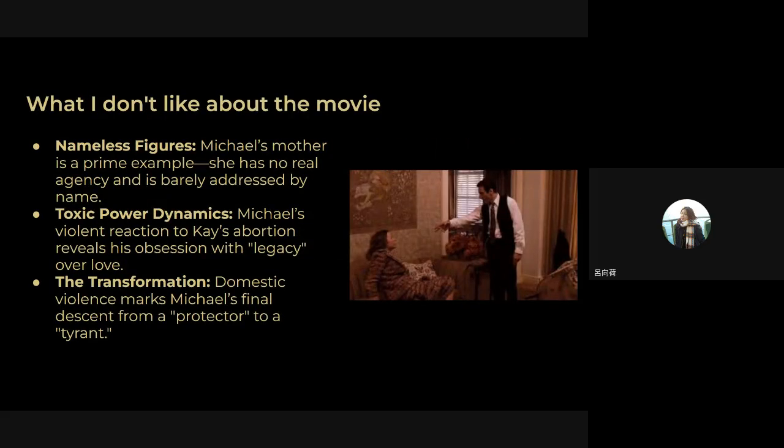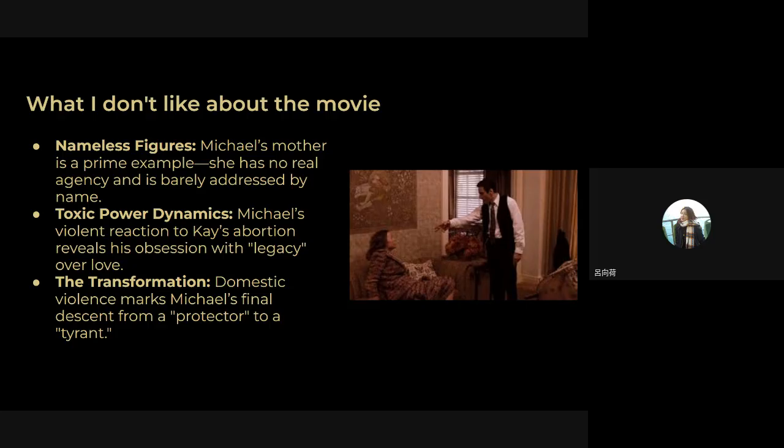And that's why I don't like the movie. The first point is the nameless figures, because Michael's mother is the prime example. She has no real agency and is barely addressed by name. And I don't think any of the three movies has mentioned his mother's name.